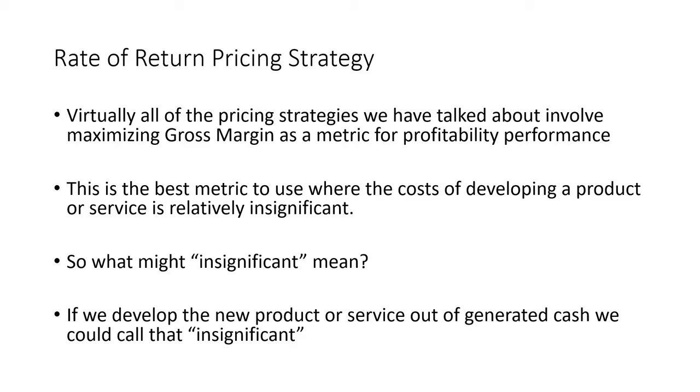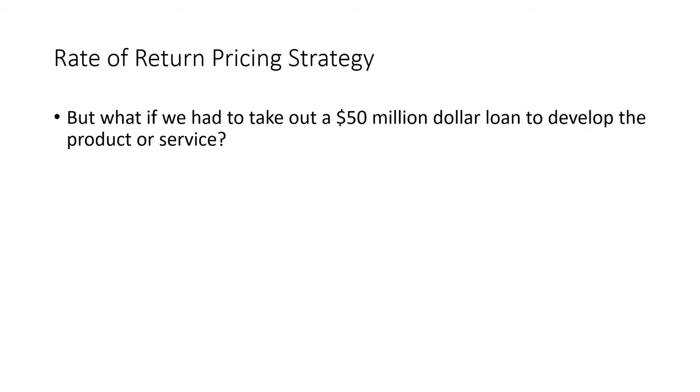And so in those cases, using gross margin as our metric for establishing an appropriate price is a perfectly valid way to go. Now, the problem comes in where we have to take out a loan or accept investment money or expend capital resources in order to develop a new product and service. And so, for example, what if we had to spend $50 million in order to develop a new product or service? How would we go about pricing the products developed?